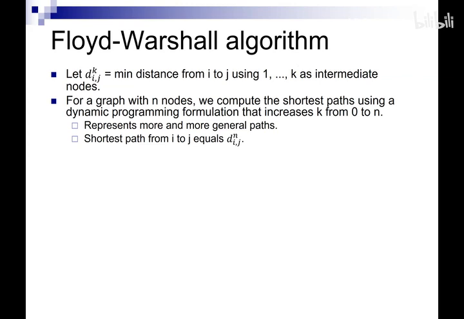So we're going to start with very restricted paths where k is 0, so you cannot use any intermediate nodes in the beginning. Then gradually we allow you to use more and more nodes until eventually, when k equals n, you can use any node you want, and so that would produce the actual shortest path from i to j, and that's what we want to compute.